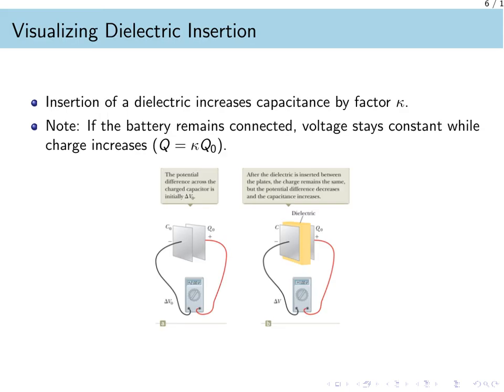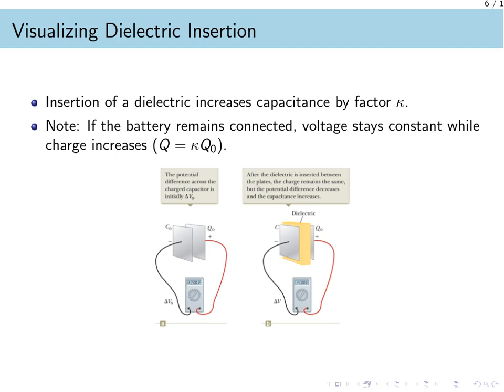This slide helps us in visually understanding the dielectric insertion process. The physical insertion of a dielectric always increases the capacitance by a factor of kappa. You should carefully note that if the battery had remained connected during the insertion, the voltage would stay constant while the charge on the plates would increase, such that the new charge Q equals kappa times the initial charge Q0.